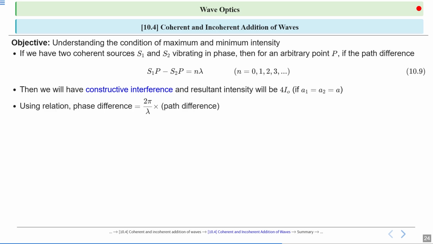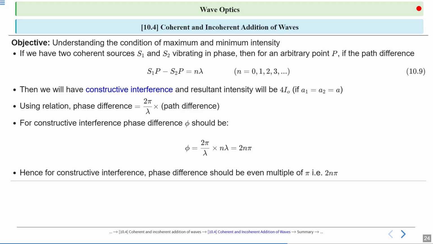Using the relation phase difference equals 2 pi by lambda times path difference, we can find the phase difference for constructive interference. So the phase difference will be equal to 2 pi upon lambda multiplied by n lambda, where n lambda is the path difference for constructive interference. So the phase difference for constructive interference will be 2n pi, which is an even integral multiple of pi. So for constructive interference, the phase difference between two waves originating from two coherent sources should be an even integral multiple of pi, that is 2n pi.